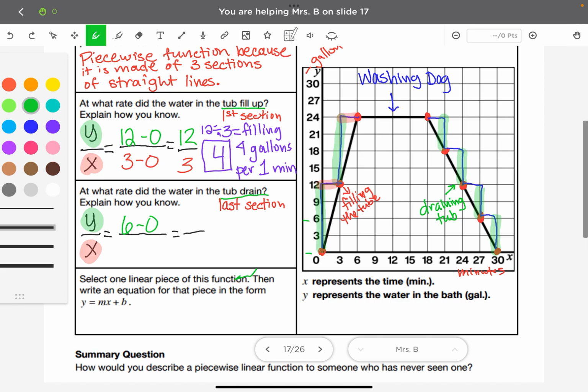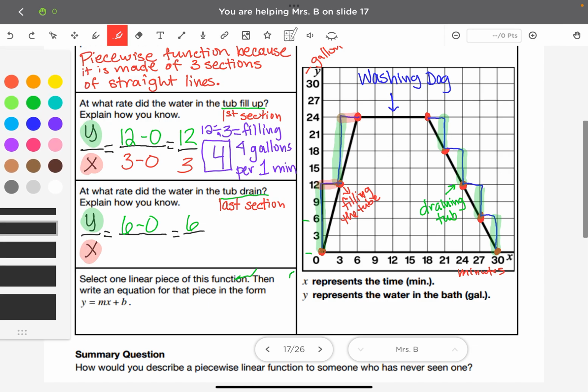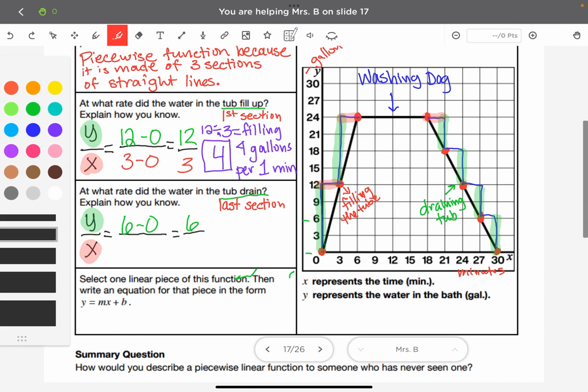It doesn't matter which section. If you start at the top, you have a 24 minus 18, or you could do 18 minus 12. You could do 12 minus 6 or 6 minus 0. As long as you're going from perfect point to next perfect point, it will always work out, because any of those have a difference of 6, because 6 minus 0 equals 6. Then when I look for my change in x, that's going across, I again have that one box.